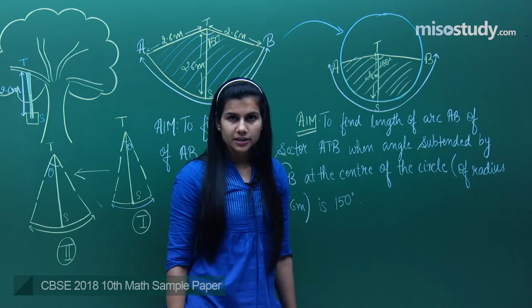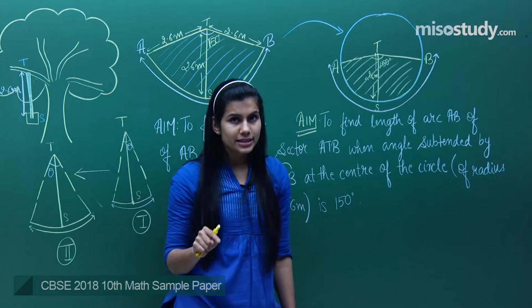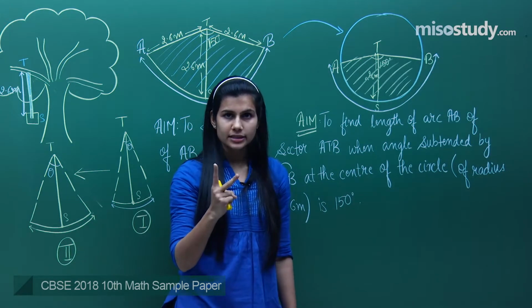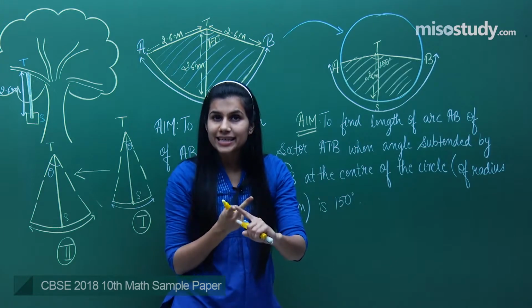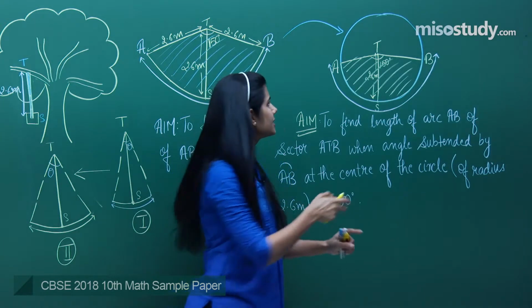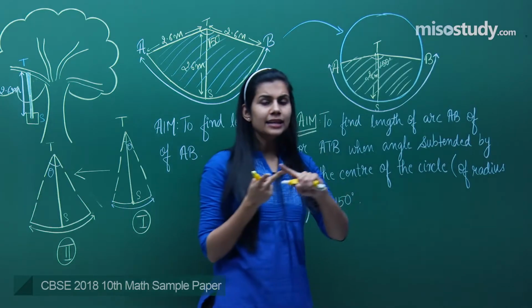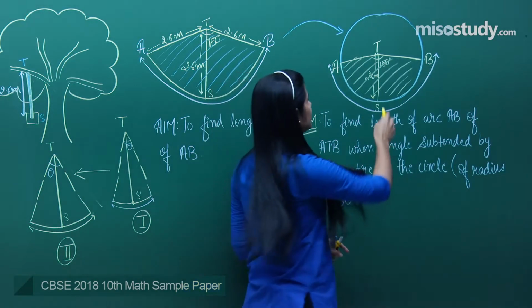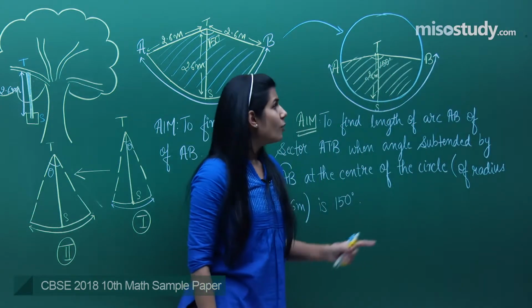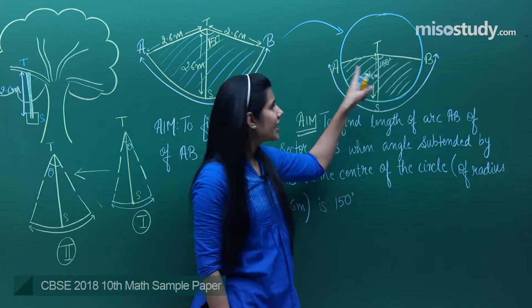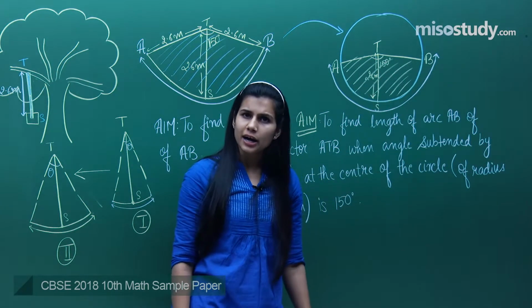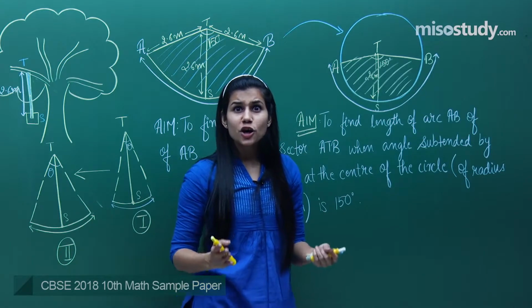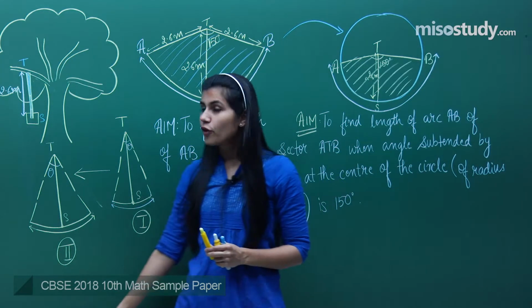When you have a sector, that sector comes into existence by two things. The first thing which makes that sector come into existence is the arc, and the second thing is the angle. When you know the angle of the sector, can you find out the length of the arc of that sector? Yes, of course, we have done that formula.